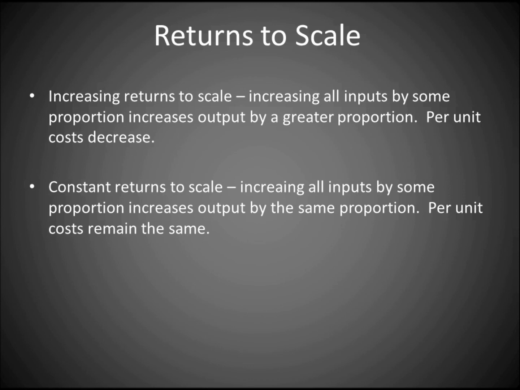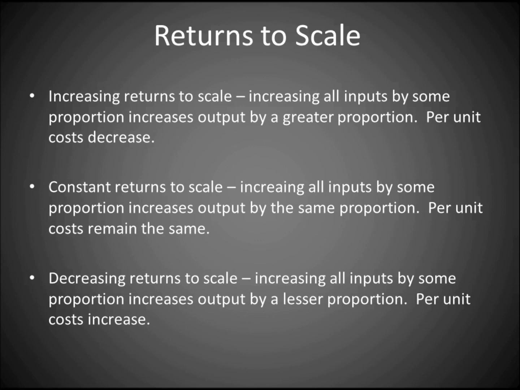If we have constant returns to scale, what this says is that increasing all of our inputs by some proportion increases our output by the same proportion. If we increase our inputs by 50%, we will see a 50% increase in our output. In this setting, the per unit costs remain the same in the long run. We will have more inputs and more outputs, but on a per unit basis, on an average basis, the cost will remain the same because both inputs and outputs increased by exactly the same proportion.